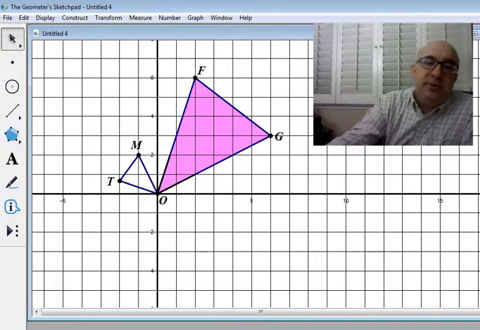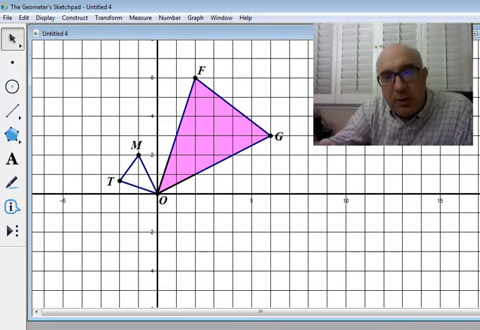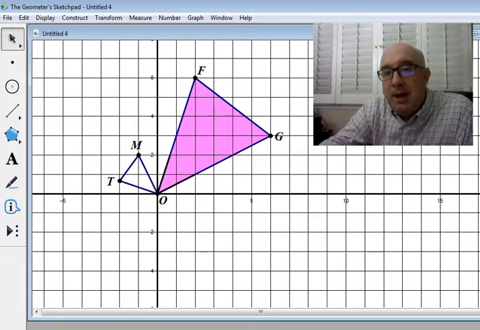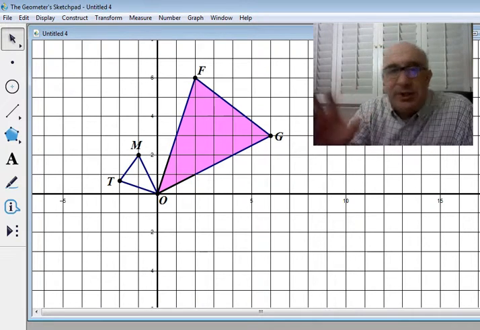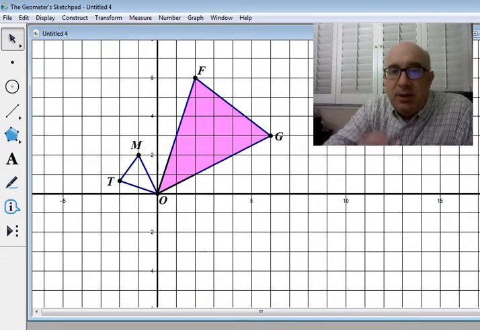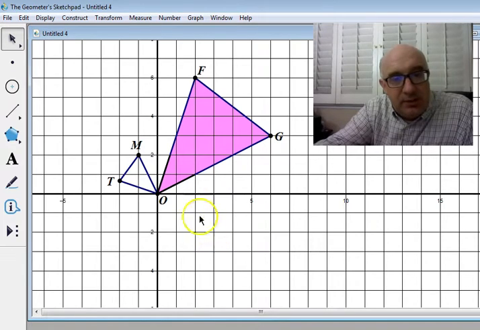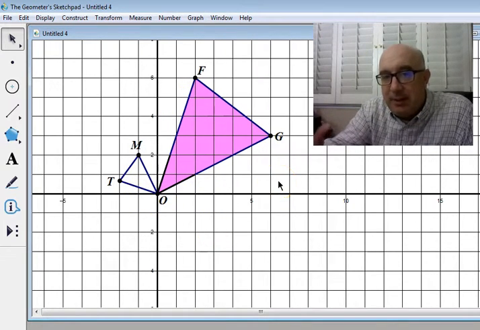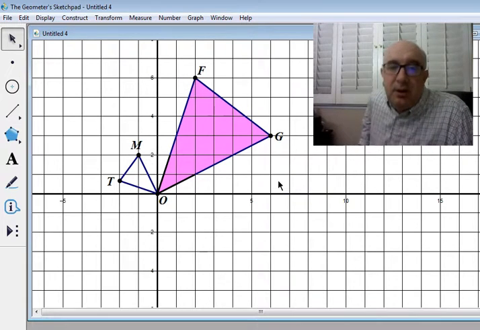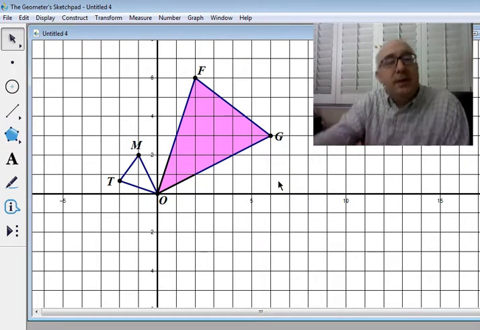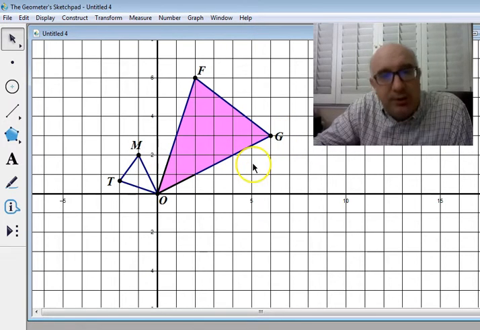Questions basically introduce the idea to reinforce what it means to be similar. And that is that I can map one shape onto another using only similarity transformations: rotations, reflections, dilations, and translations. And so I have two shapes here, two triangles, OFG and OTM. And if I want to establish that they are similar to each other, then what I want to do is try to map one onto the other.